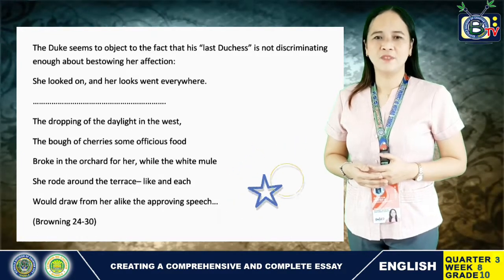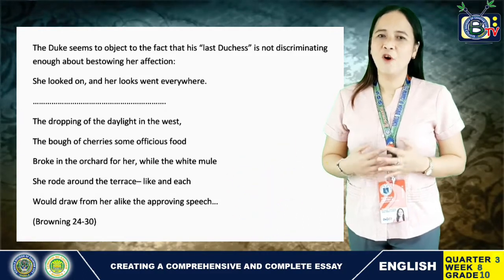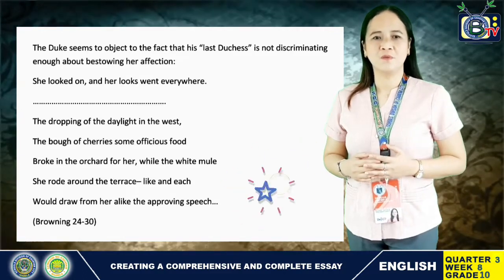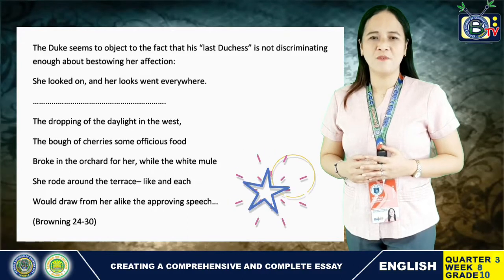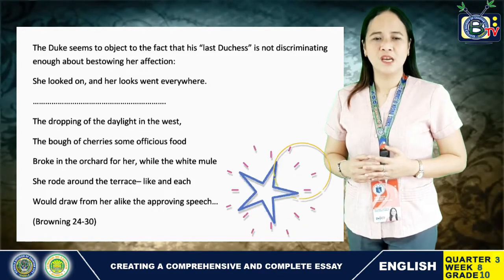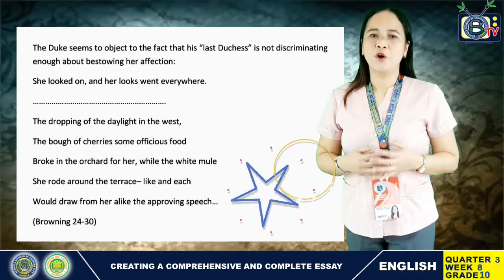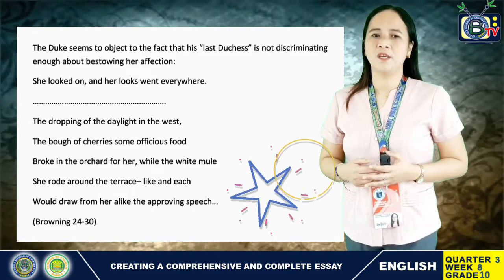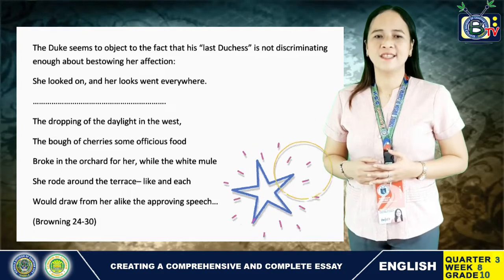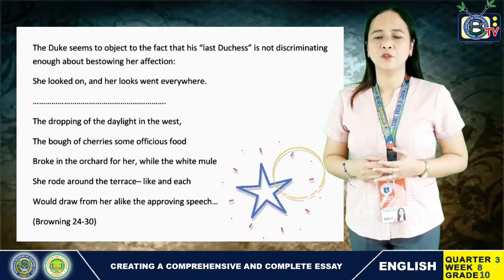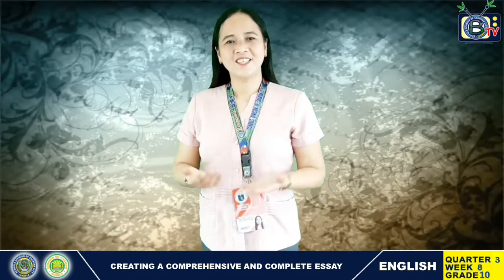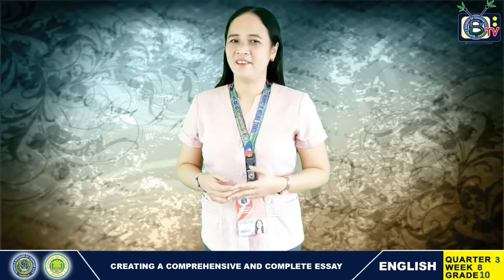The dropping of the daylight in the west, the bowl of cherries some officious fool broke in the orchard for her, the white mule she rode around the terrace like an itch, will draw from her alike the approving speech" (Browning, lines 24 to 30). Check this original excerpt and let's compare.